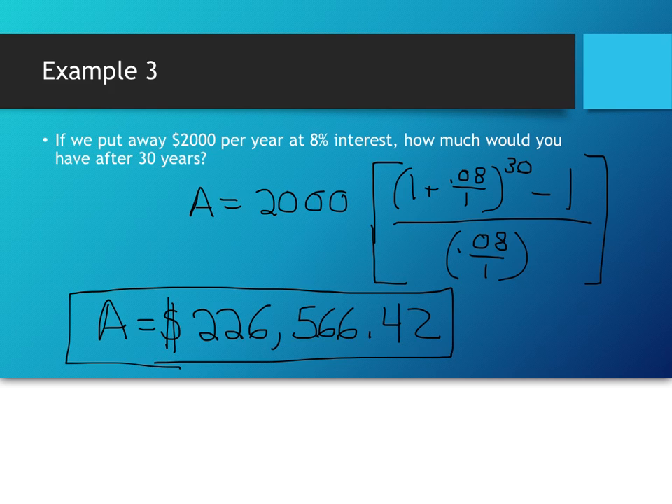You put away money, and you continue to put away money on some sort of a consistent basis. And at the end, it turns out that you'll have a good chunk of money if you put away enough and saved enough.